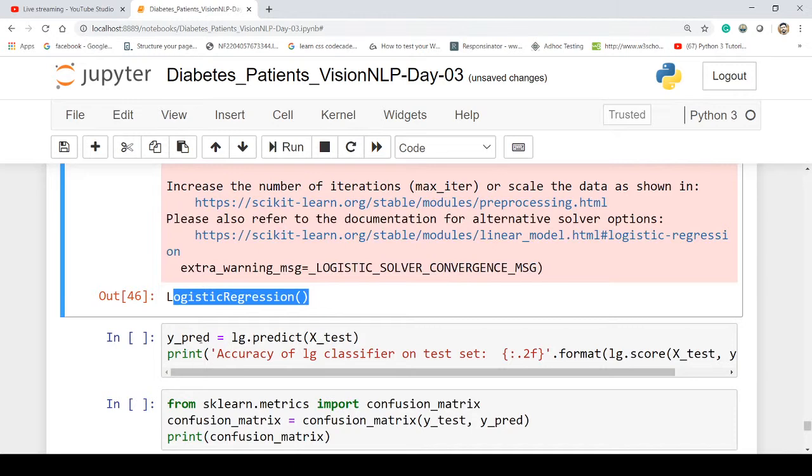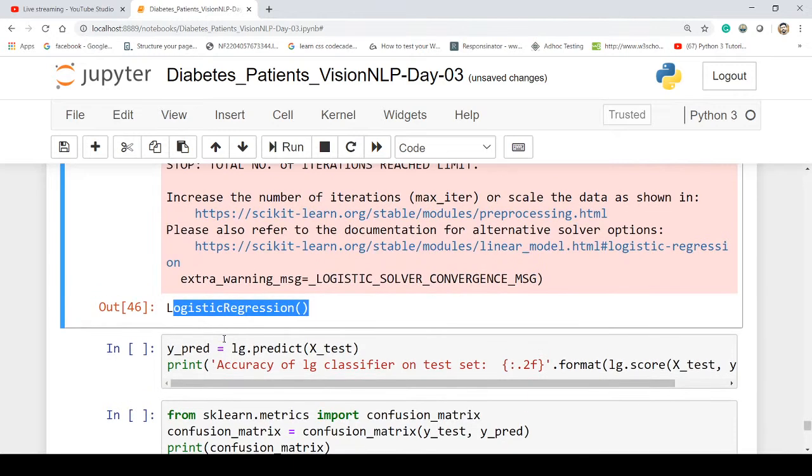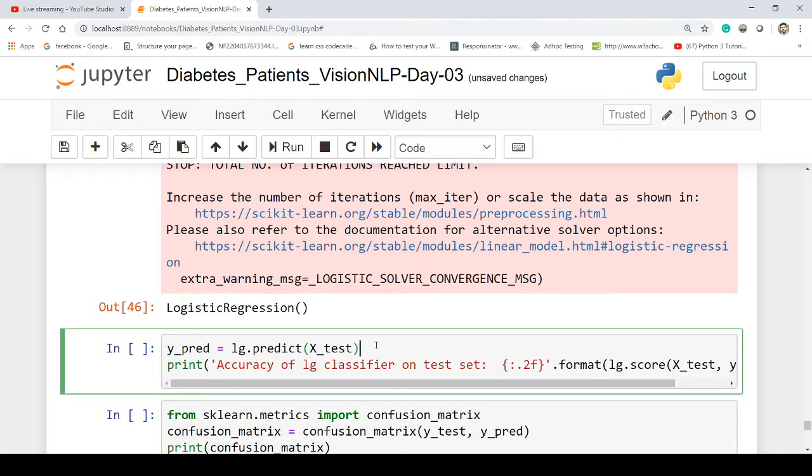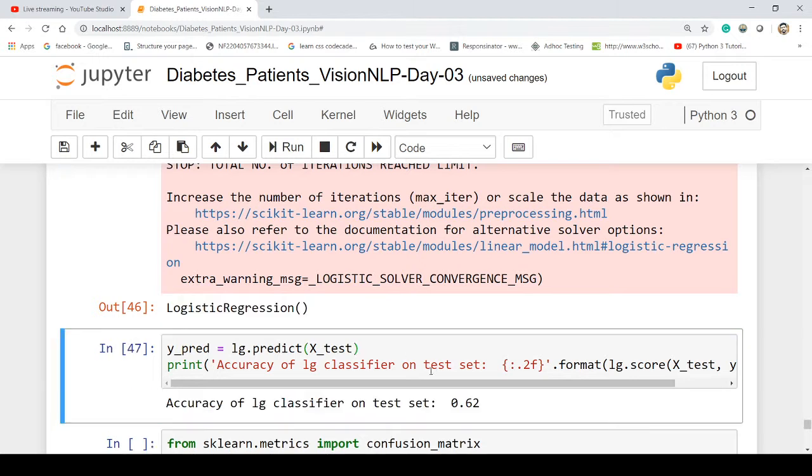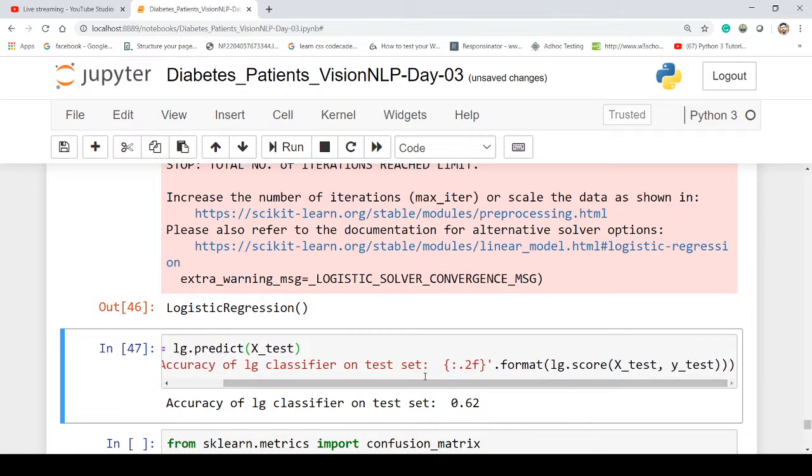Now y_predict is where you predict your data, and you pass the argument X_test and store it in y_predict. And print accuracy of LG classifier on test data. This is something we are printing, just to show the accuracy. So this is your accuracy, which I was talking about, how accurate your model is. Your model prediction is around 62%. It is not good, but yeah, it is decent.